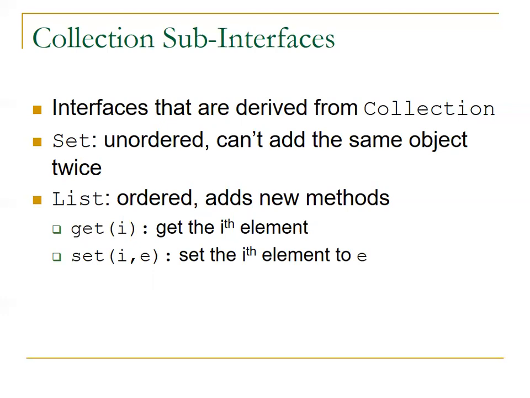Get and set methods are the methods through which I can traverse a particular list. Get(i) gets the ith element, and set(i, e) sets the ith element to e. It means that whatever value is at the ith location could be superimposed or overwritten by e.